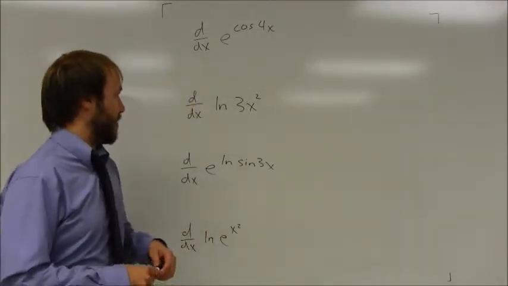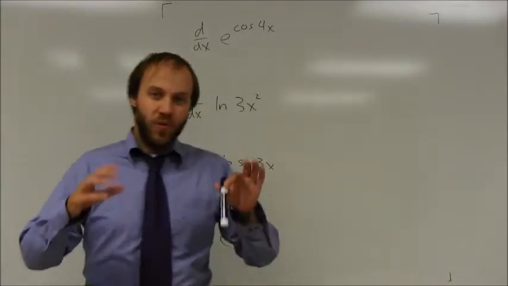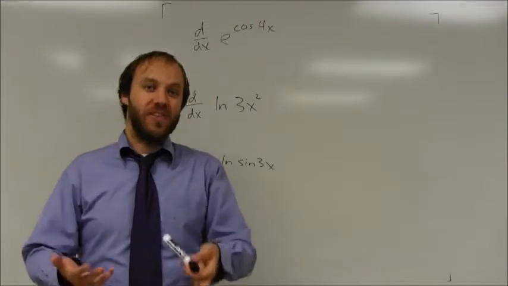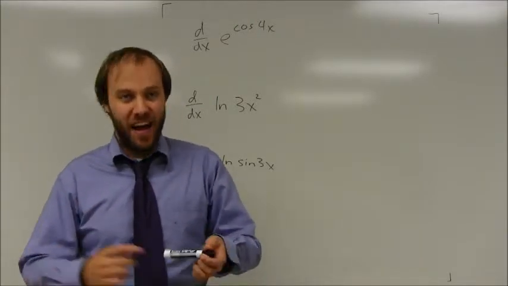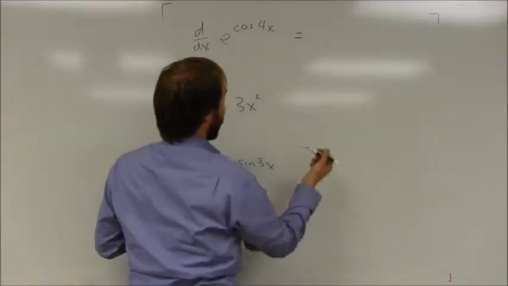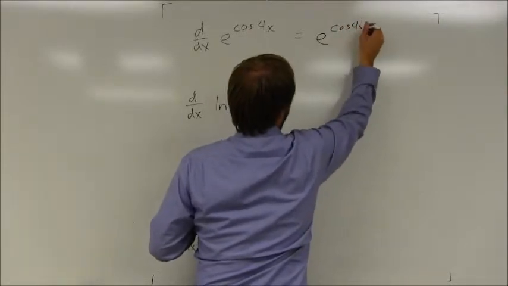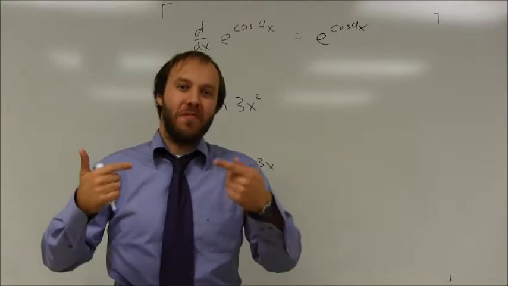First of all, I have the derivative of e raised to the cosine of 4x power. What you want to keep in mind here is when you take a derivative of e to a power, it's equal to the same thing. Derivative of e to the x is equal to e to the x. So derivative of e to the cosine of 4x is going to be equal to e to the cosine of 4x, except the chain rule always applies.